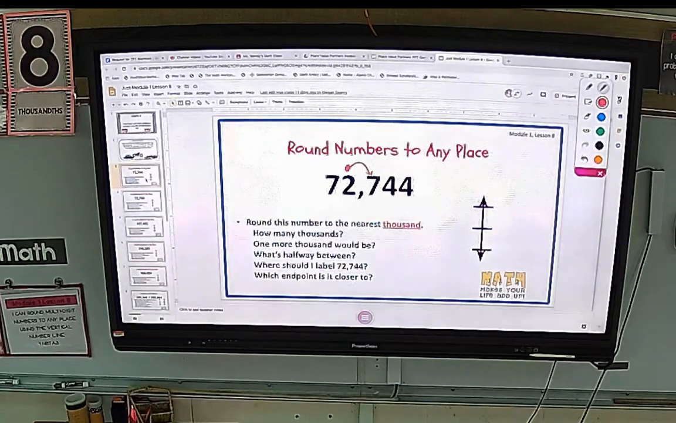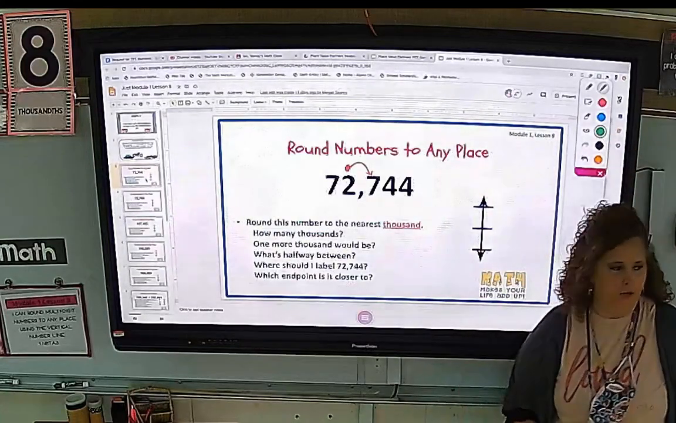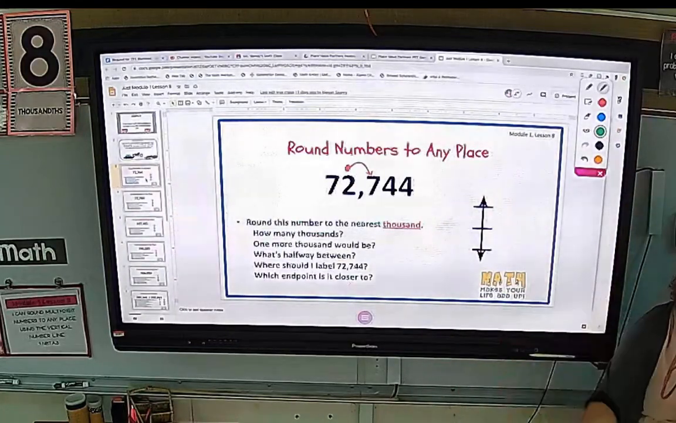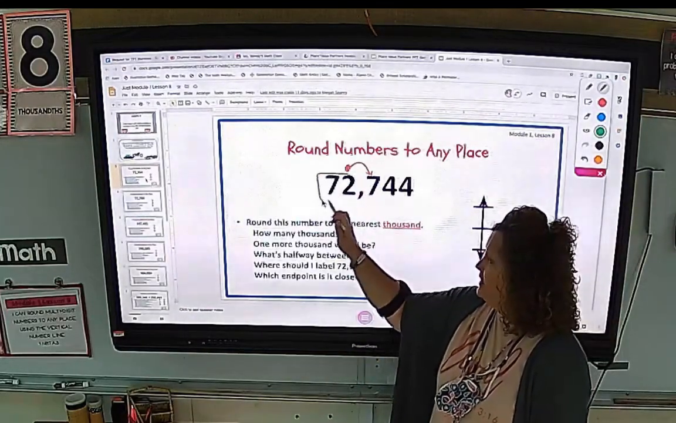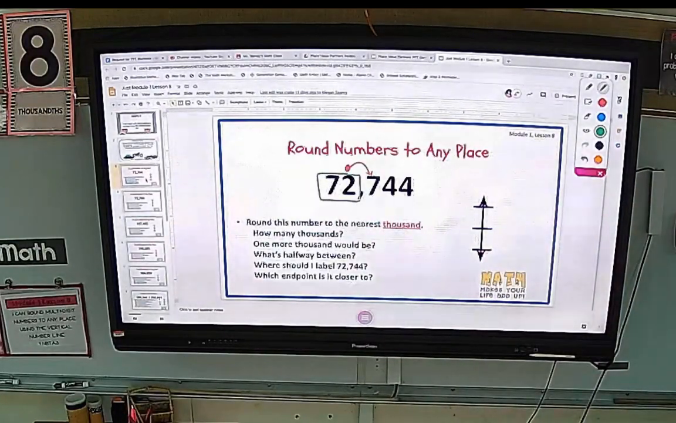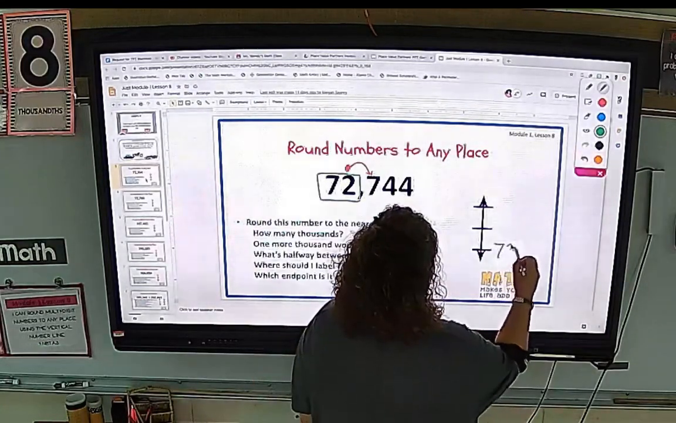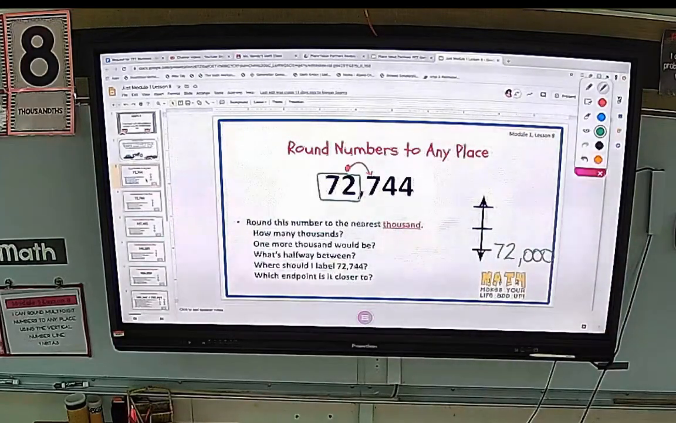Okie doke. So if we're rounding to the thousands place, now remember we put these all together, how many thousands do we have in this number? And if it helps you to box that in, you can do that. Charlotte, how many? We have 72 thousands. So that's our bottom number. That is what we already have. I'm trying to figure out, is this number closer to what we already have? Or is it going to be closer to the next one up?